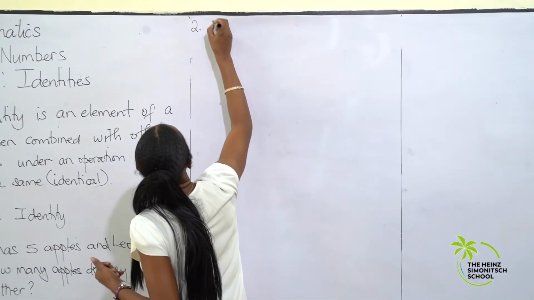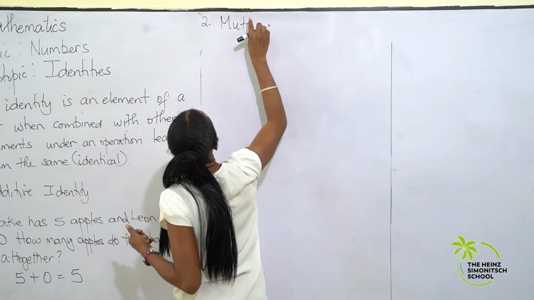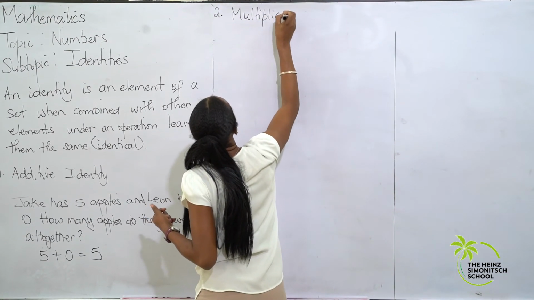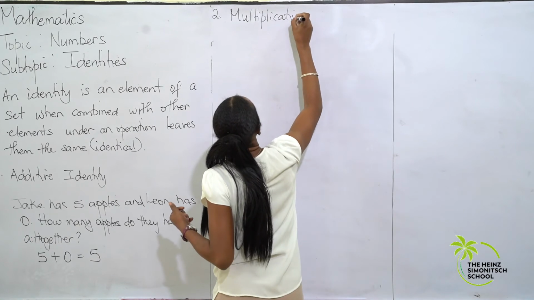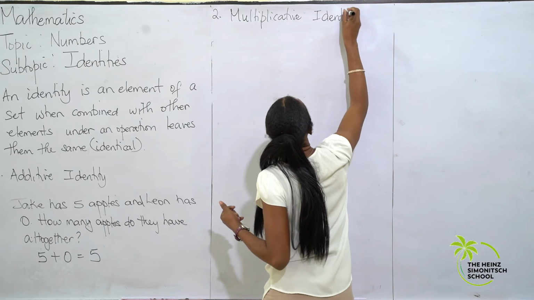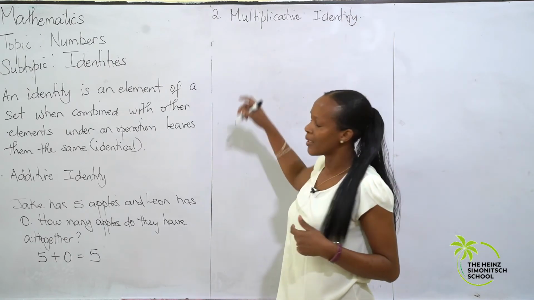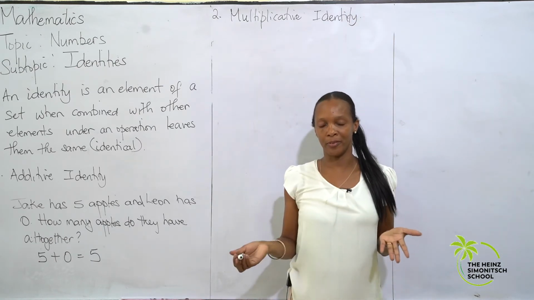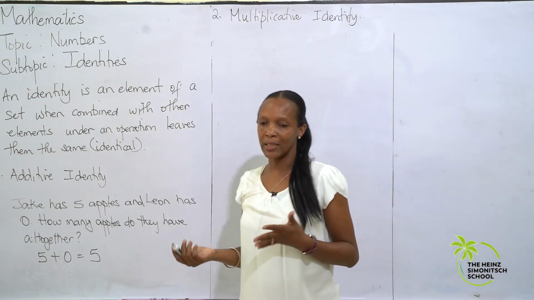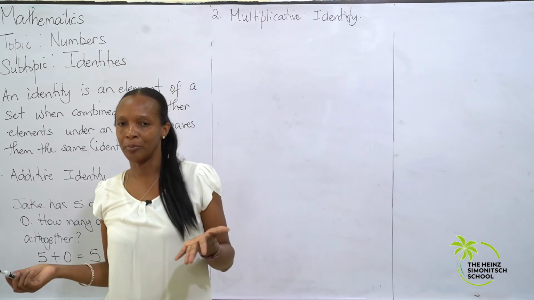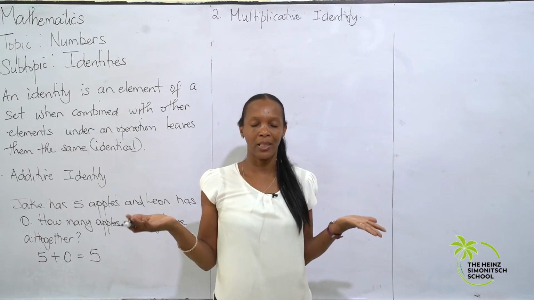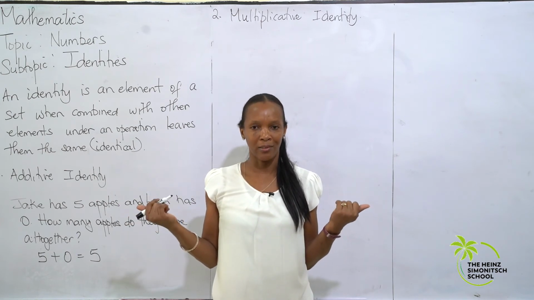The other type is the multiplicative identity. All right? This one could be quite easy for some of you. So which number, when we multiply it by any other number, gives you back the same number? Can anyone guess? Yes, 1.